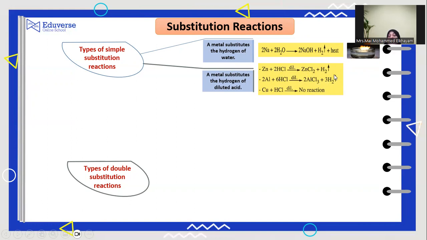Please pay attention to the balancing of each equation. While copper plus hydrochloric acid, no reaction. Why? Because copper comes after hydrogen in the chemical activity series, so it cannot replace it.